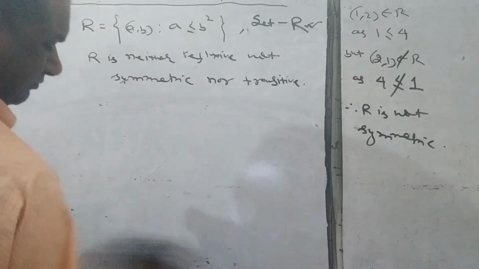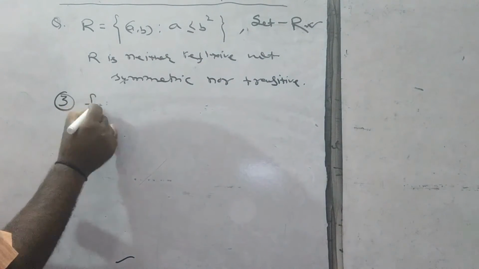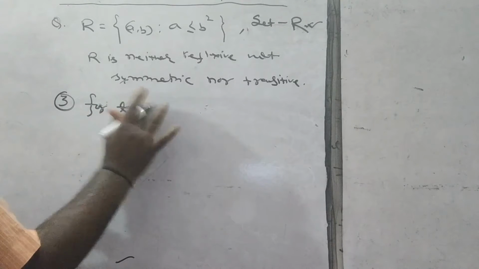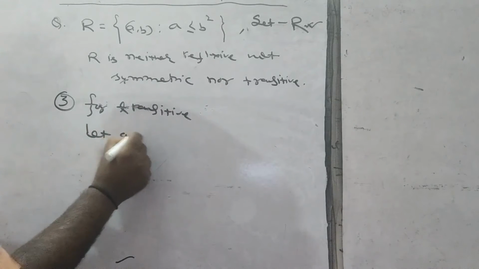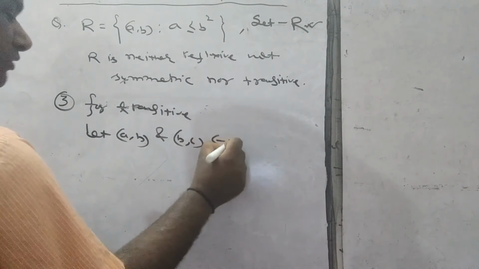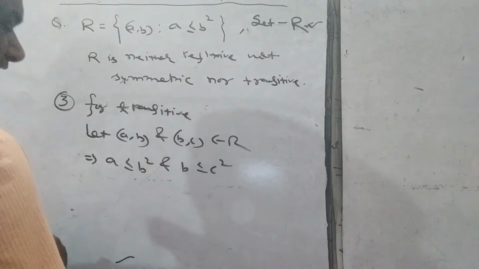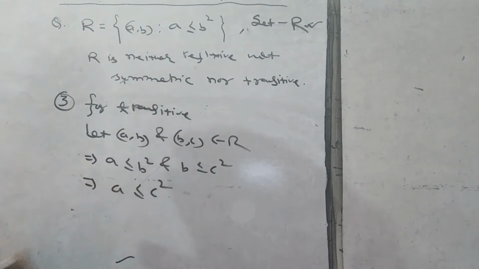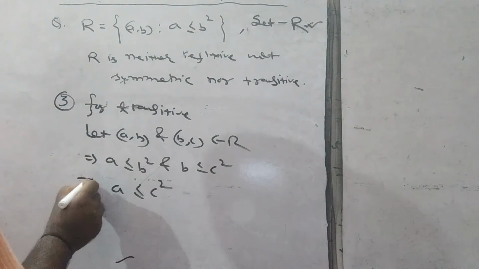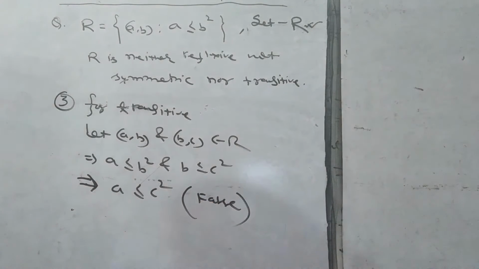Now for transitive, the third one. For transitive, let (a, b) and (b, c) belong to R. This implies a is less than or equal to b squared and b is less than or equal to c squared, by the definition of the relation. But does it imply that a is less than or equal to c squared? No, which is false.